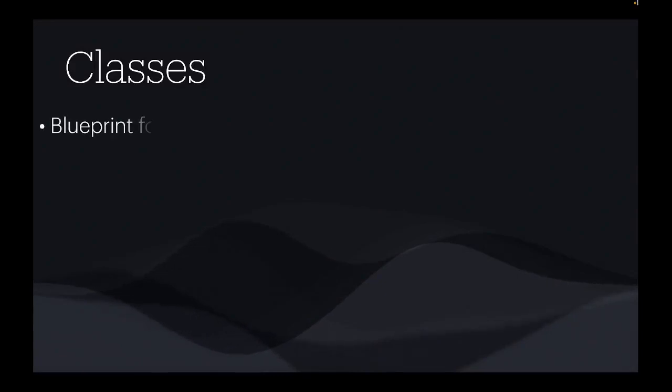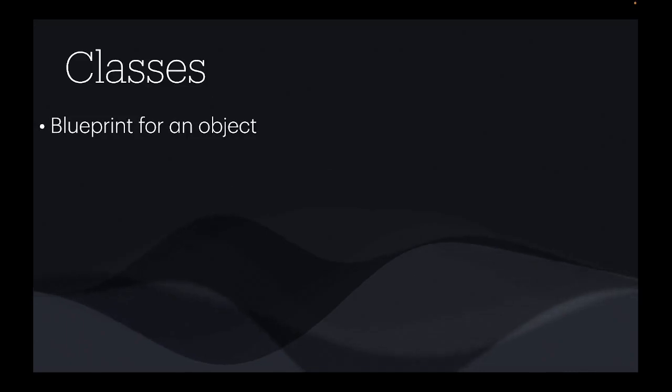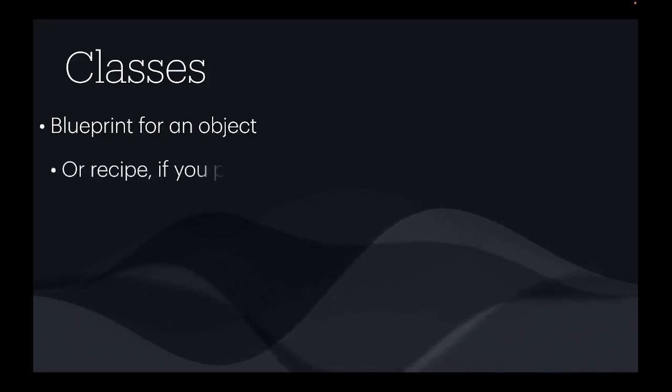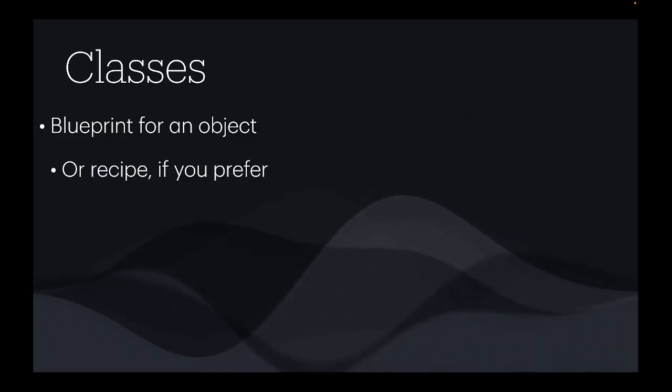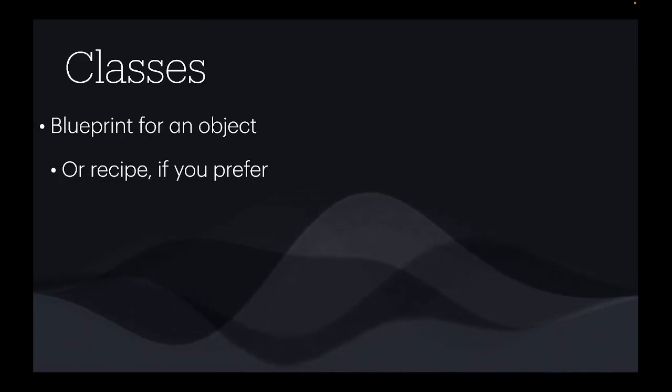And so classes in object-oriented programming can be thought of as blueprints for objects. So if we have blueprints for a house, you can imagine that it tells us all the information we need to know in order to go out and create a house. Another analogy that is kind of popular is the idea of a recipe. So a recipe is going to tell you all the information you need to know to bake a cake, for example. Both of those are good analogies.